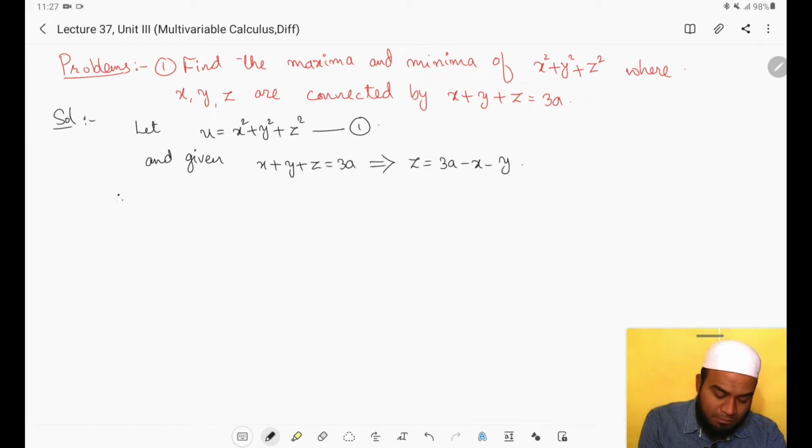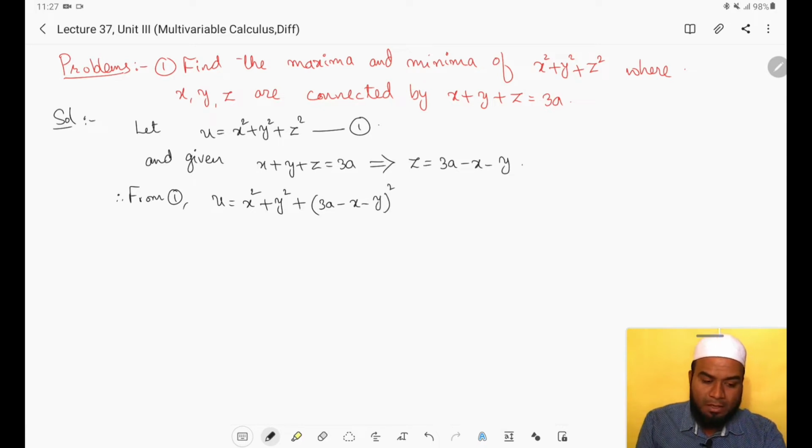Therefore, from 1, what will happen? u equals x square plus y square, then plus z square. z is nothing but here 3a minus x minus y whole square, right? We got u in terms of x and y. Now to find the maximum and minimum for this u, we follow the previous procedure.